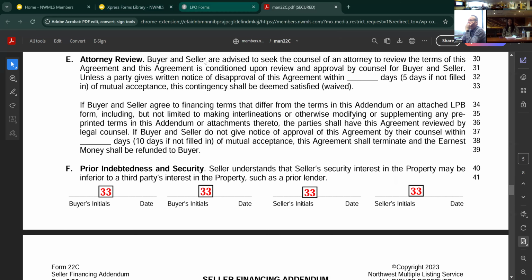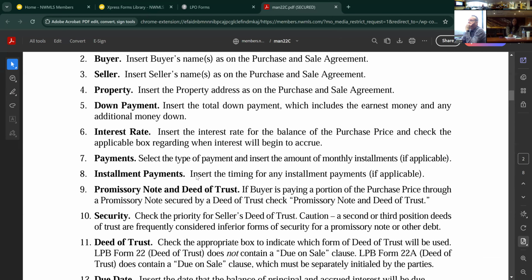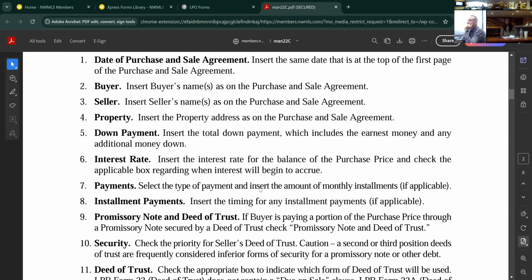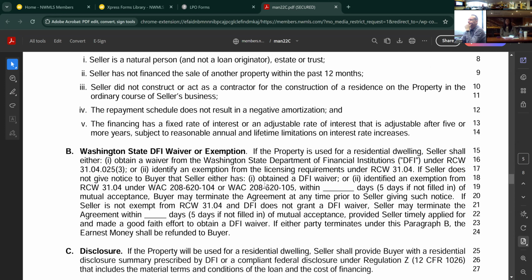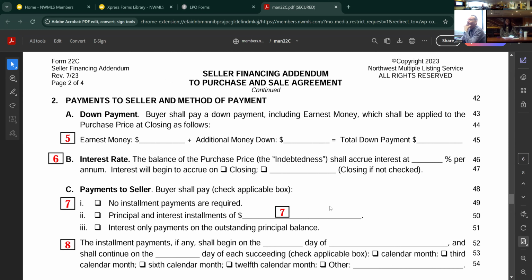All right, let's go back and look at number 5 section is insert the total down payment, which includes the earnest money and any additional money down. So section 5 is right here. So we're really on to page 2 now. So this is the payments to seller and the method of payment. So here's the down payment.